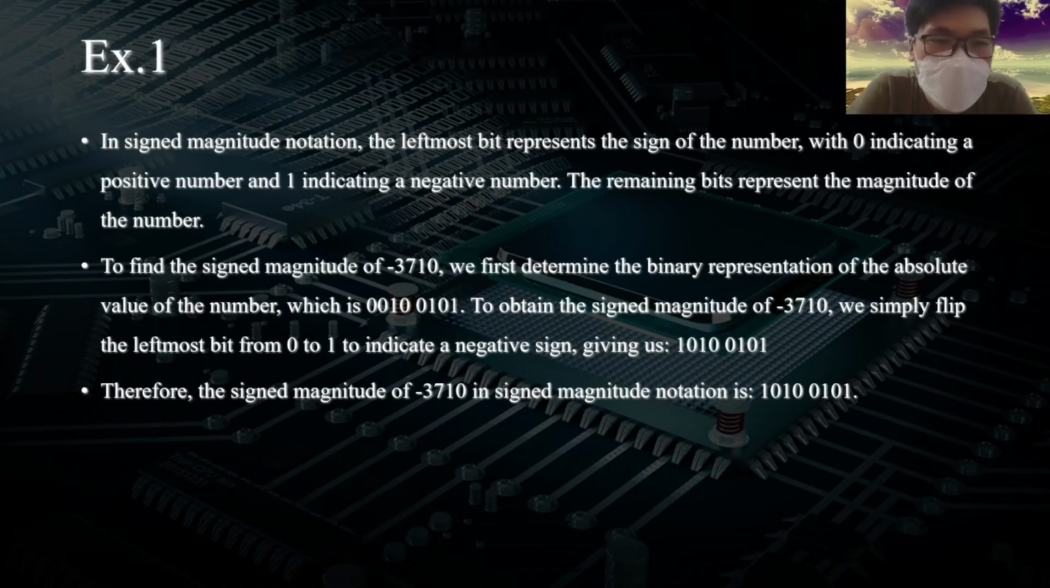In exercise 1, in sign magnitude notation, the leftmost bit represents the sign of the number, with a 0 indicating a positive number and 1 indicating a negative number. The remaining bits represent the magnitude of the number.